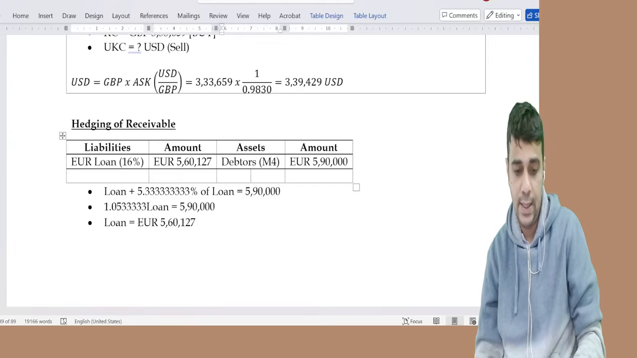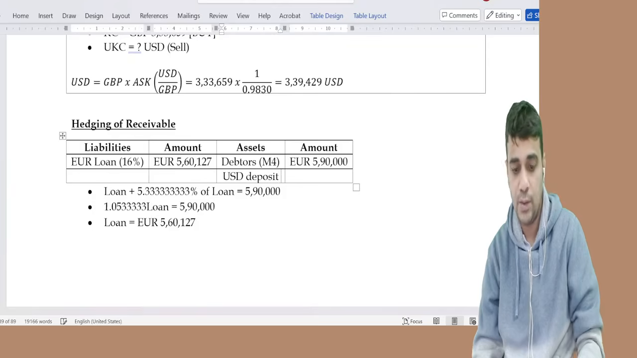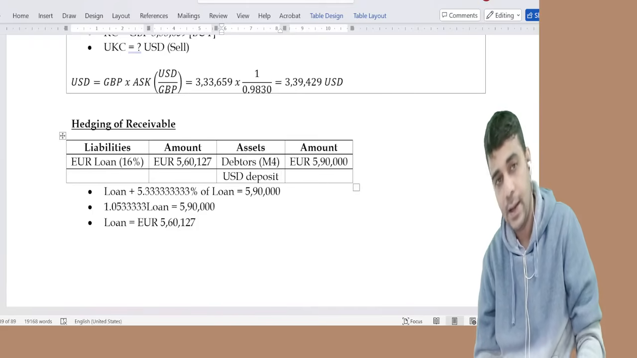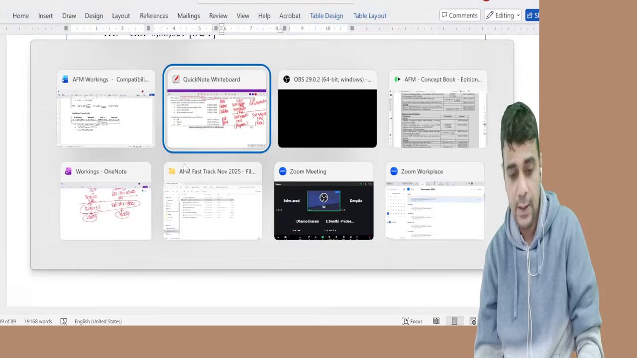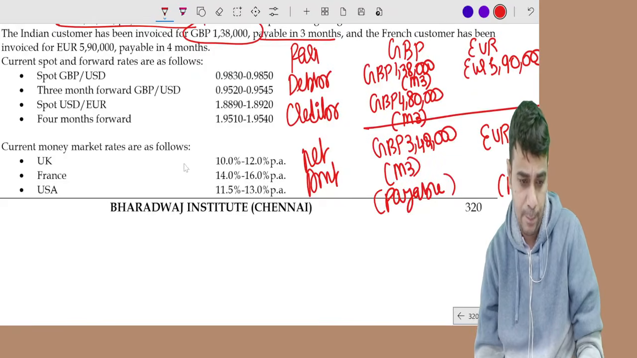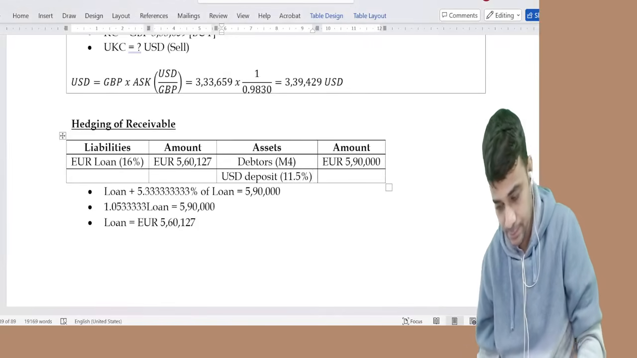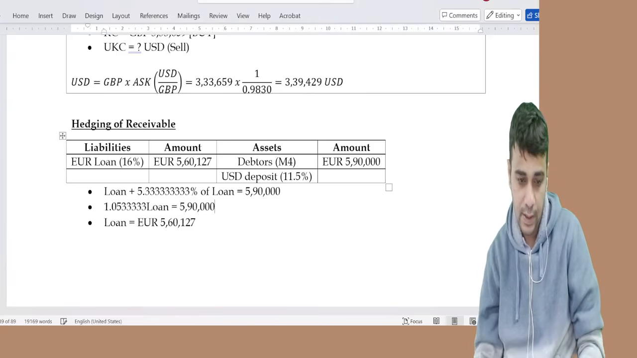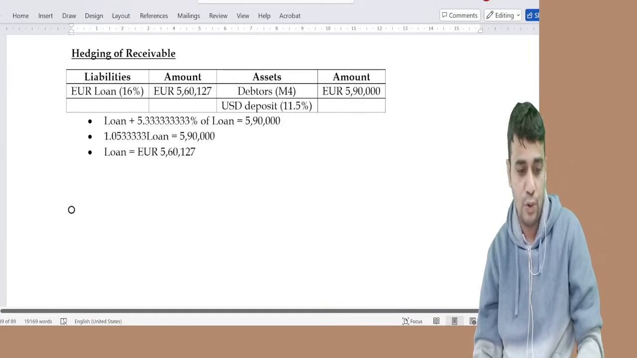I will now create a US dollar deposit. My currency is US dollar. The interest rate for a US dollar deposit is 11.5%. We'll have to go through known and unknown again.